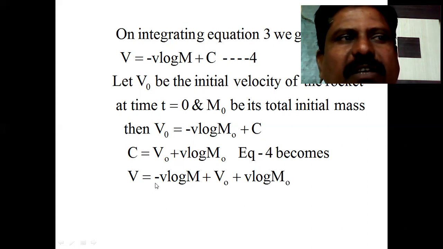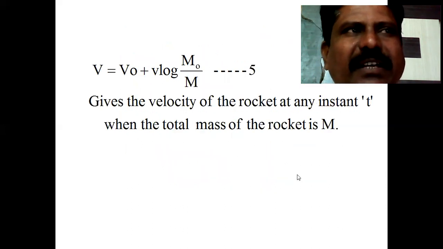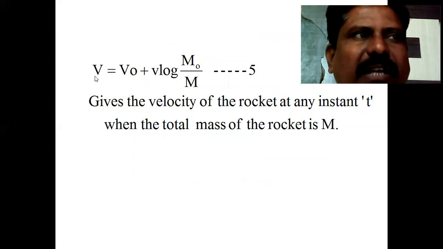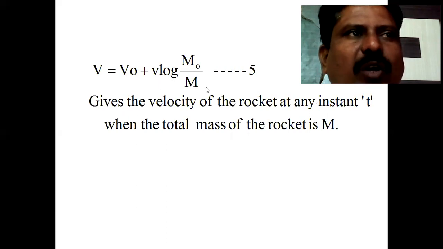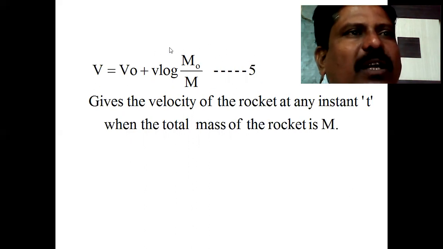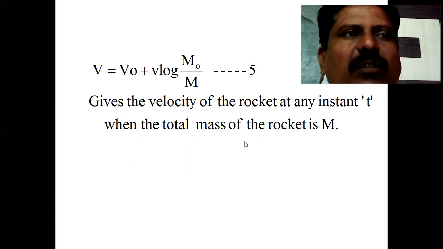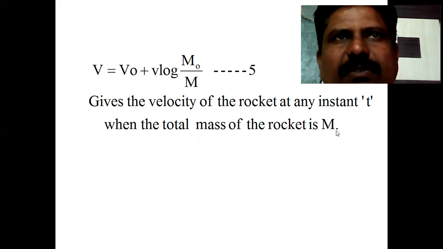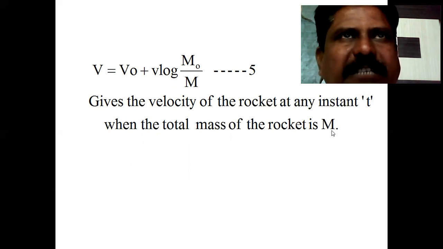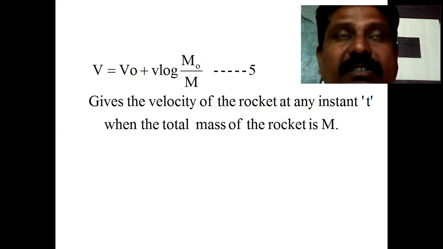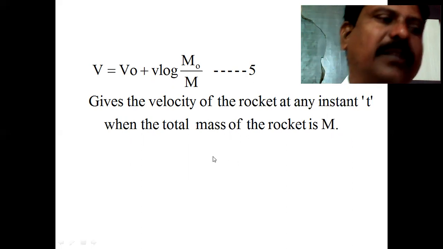So you will get capital V equals minus small v log of capital M plus v naught plus small v log of m naught. Then after simplifying, you are getting capital V equals v naught plus small v log of m naught by M. So this equation gives you the velocity of your rocket at any instant of time, in terms of the total mass of the rocket. This is a small derivation of the expression for the velocity of a single stage rocket, neglecting its weight.